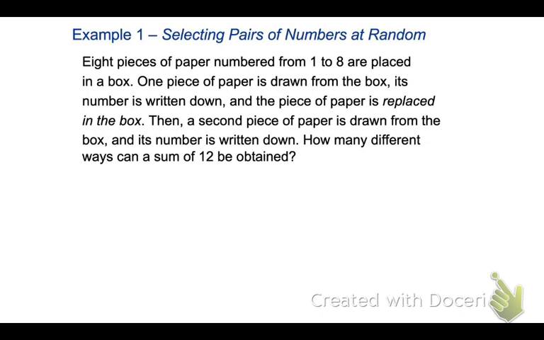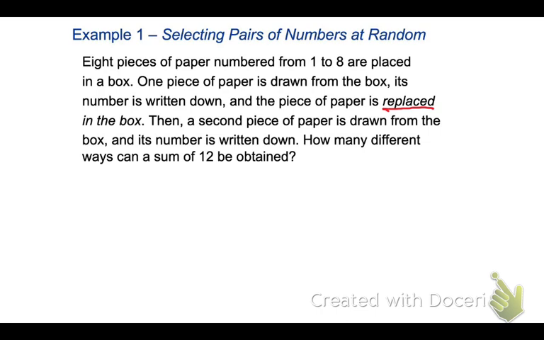8 pieces of paper are numbered 1 through 8 and placed in a box. 1 piece of paper is drawn from the box. Its number is written down, and the paper is replaced. When you read these, replacement and non-replacement are really important, okay? Because if I don't replace it, can I get that number again? No. Replacement's important to know because then you have a second chance to do it.